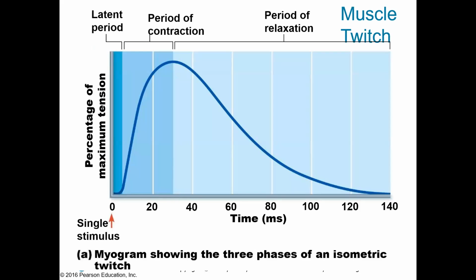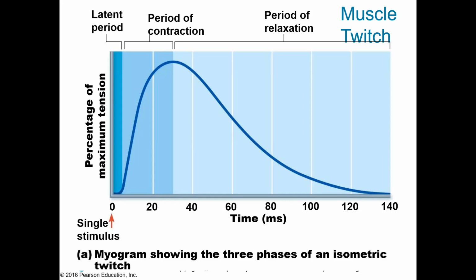Then we get our contraction phase. That can take 15, 20 milliseconds, maybe. And then we have a very long relaxation phase because it takes time to get all that calcium back into the sarcoplasmic reticulum. So this is a typical muscle twitch.